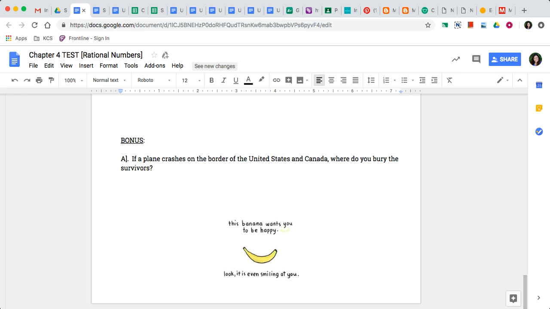And then last but not least, the bonus. If the plane crashes on the border of the United States and Canada, where would you bury the survivors?